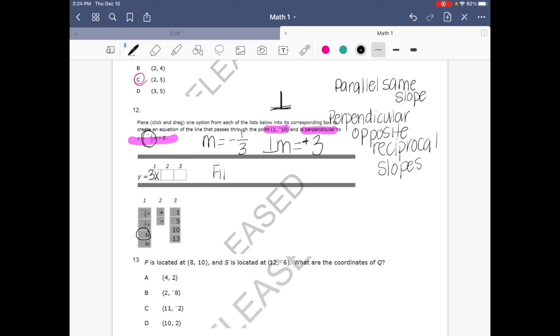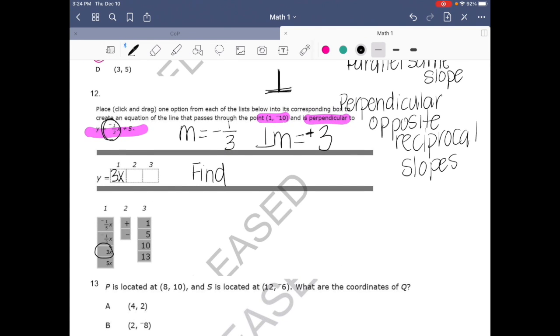Now we need to find the y-intercept. That was the piece that a lot of students struggle with. So how do we find the y-intercept? Well, you have your point and you have your perpendicular slope. So we're going to plug that into y equals mx plus b. All right, so I'm going to plug in my x. So I'm going to plug that in the x spot. I have my y. I'm going to plug that into the y spot. And I have my slope. I'm going to plug that into the slope spot.